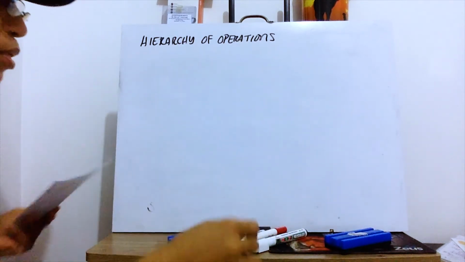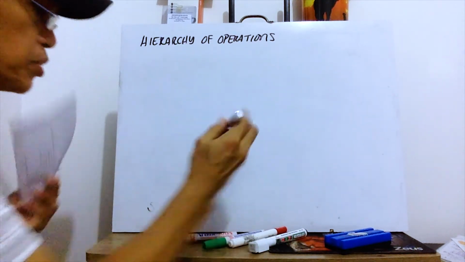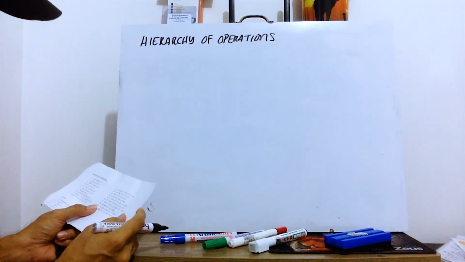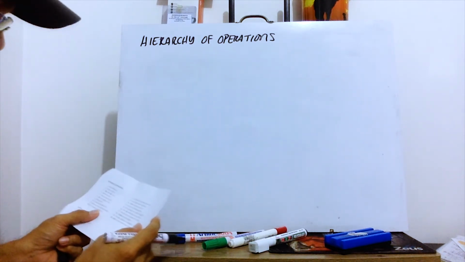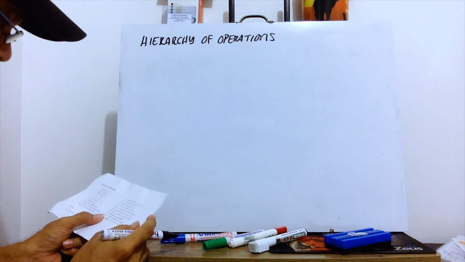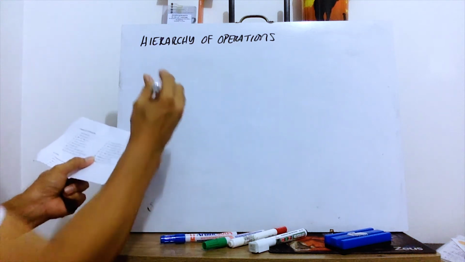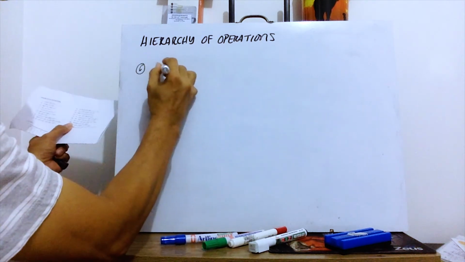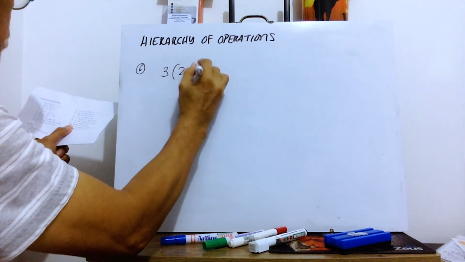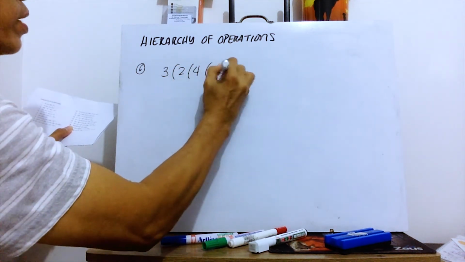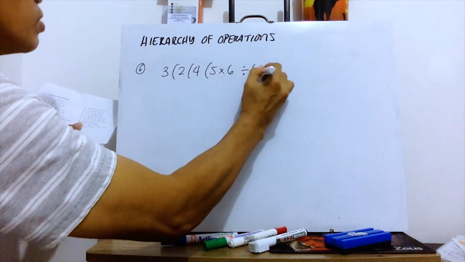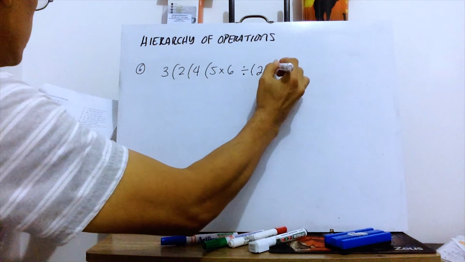Let's have one more. All right. Let's see a more complicated problem. Oh, this. Number 6. 3 times (2 times 4) then (5 times 6 divided by 2 times 5).